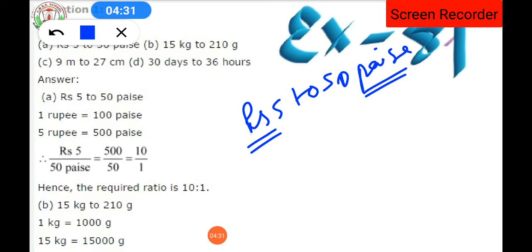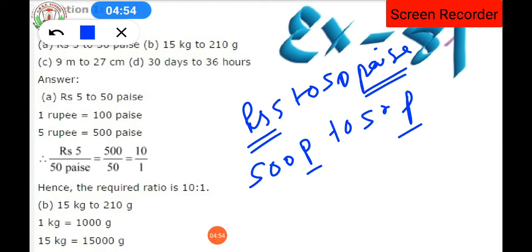So as we know that 1 rupee is equal to 100 paisa, that means 5 rupees will be equal to how much paisa? 5 into 100, so it will be equal to 500 paisa. Now after converting this rupees into paisa, we can write it as 500 paise to 50 paise. Clear?